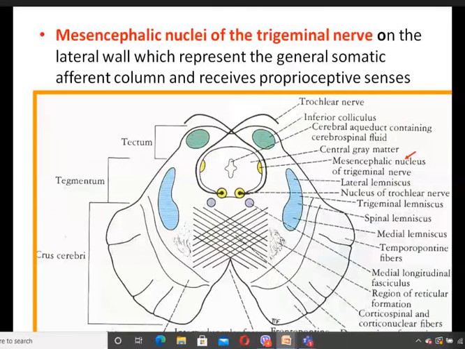And the mesencephalic nucleus of the trigeminal nerve is responsible for the movement of the muscles and joints of the head and neck, so the TMJ and muscles of mastication. The proprioception is received by the mesencephalic nucleus. This mesencephalic nucleus of the trigeminal nerve is present on the lateral wall, which represents the general somatic afferent column and receives the proprioceptive sensation of the head and neck region. So this is the mesencephalic nucleus.